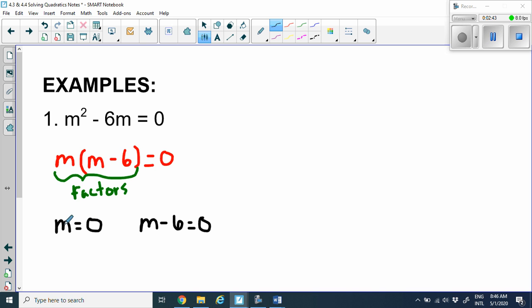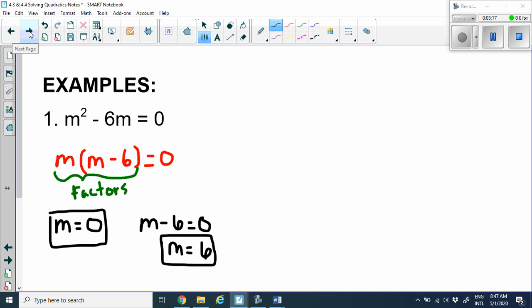Now for the first one, I can't add, subtract, multiply, divide anything. So m equals 0 is already just our solution. Here, I'm going to add 6 to the other side to get our variable all by itself. So I get m equals 6. So this is another solution we have. So we have two solutions. Or remember the other words we have? So we have two roots, two zeros. Okay, so remember those three words are the same thing: solutions, roots, and zeros.